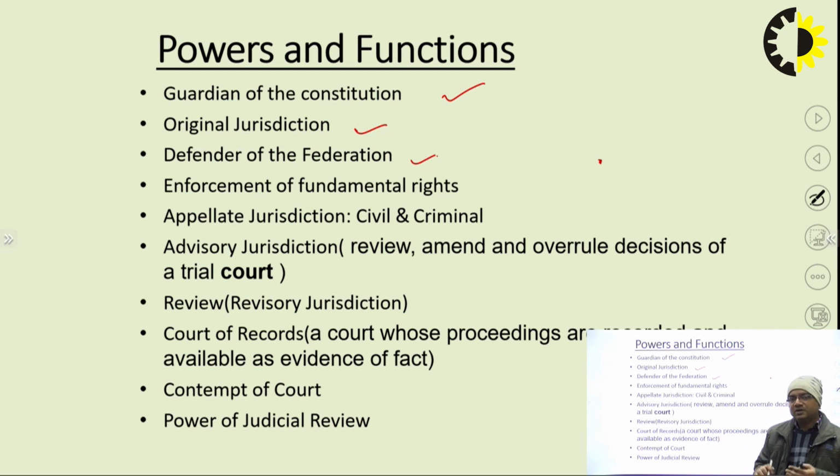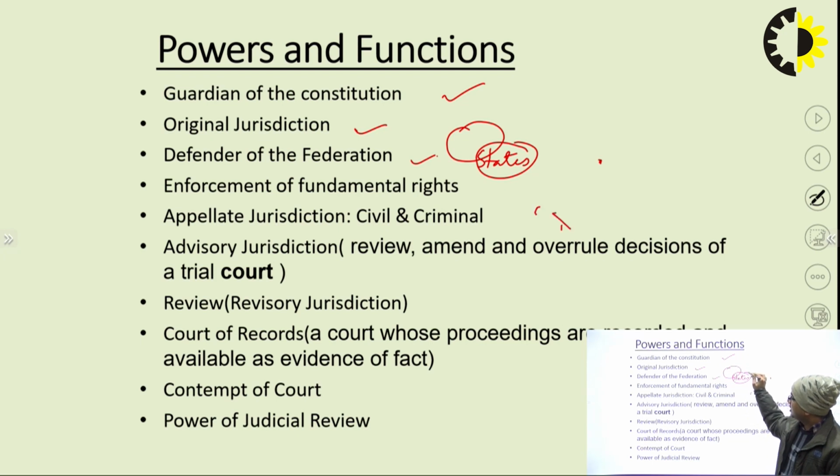Federation system, we know that in our country we have a quasi-federal system in which states are also given some power. When they are given some power, there is also the possibility that, because of the unitary features present in our country, the central government may try to take undue advantage, or it is not giving due importance to the state. In such a situation, the states may approach the Supreme Court saying that we are not given such benefits, or that the central government is intervening in the area of functioning of the states. So in such situations, it will act as a defender of the federation.